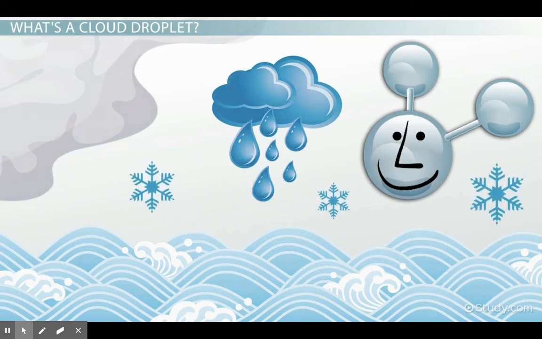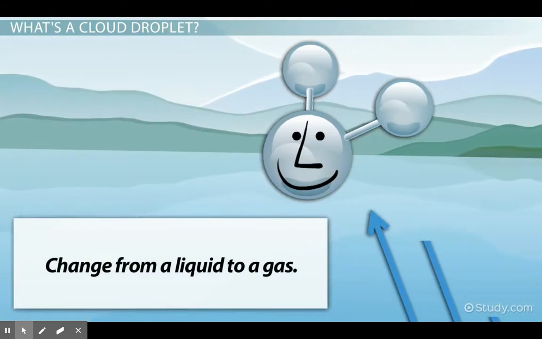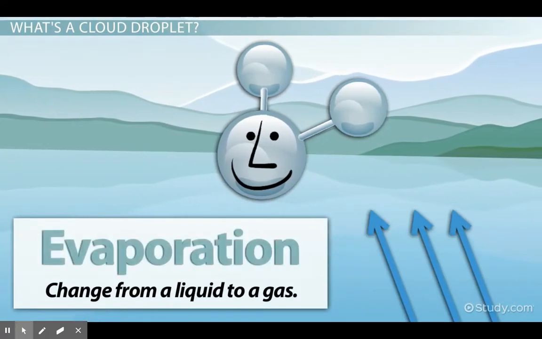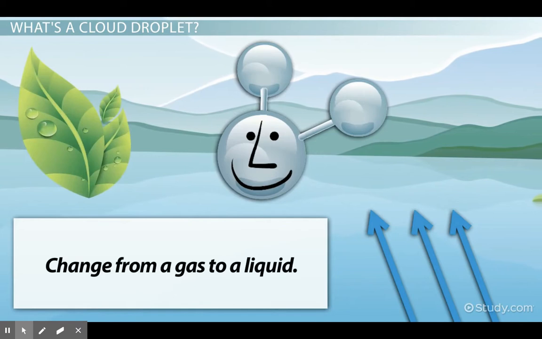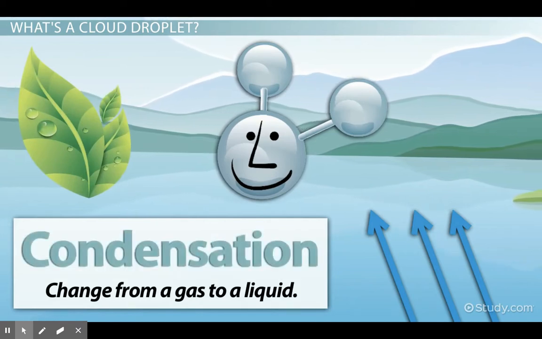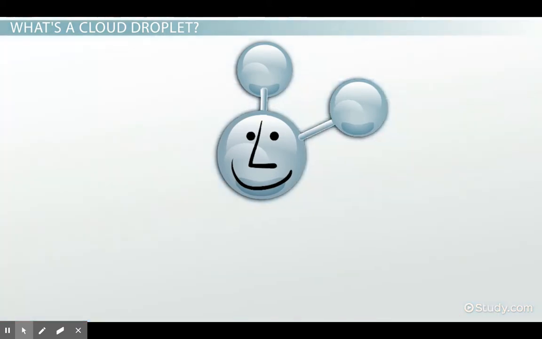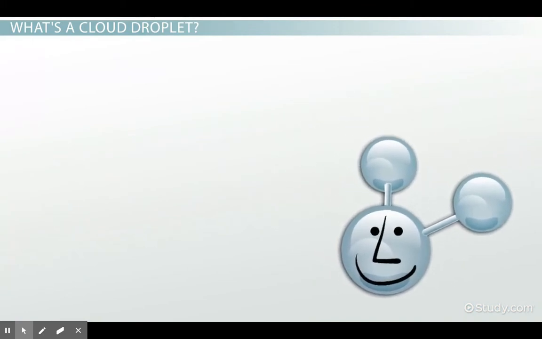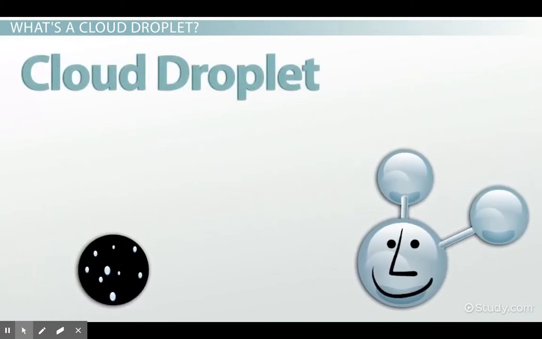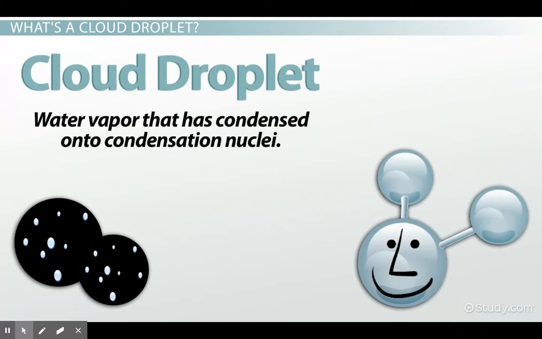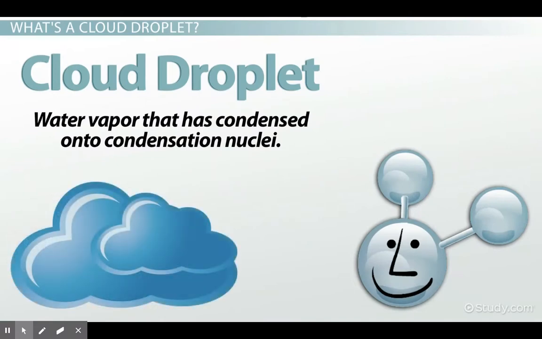In fact, you might even see him change from a liquid to a gas through evaporation, or change from a gas to a liquid through condensation. Today you're in for a special treat. Wally is going to become a cloud droplet. A cloud droplet is water vapor that is condensed onto condensation nuclei. When you get a bunch of cloud droplets together, you have a cloud. But what are condensation nuclei? Well, let's start from the beginning.